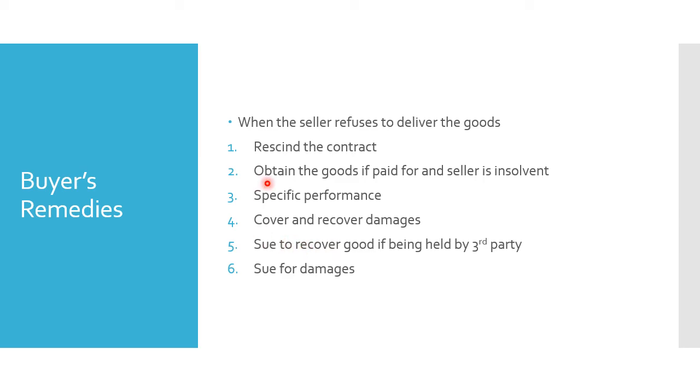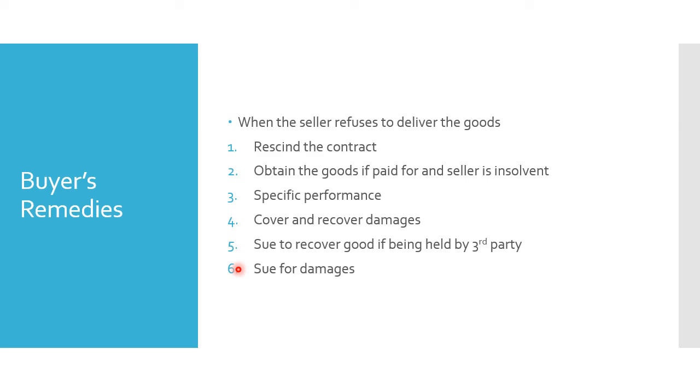And so I kind of overlapped. I think I used that description for number 2. So the difference between 2 and 5 is that in number 2, the goods are being held by the seller who's insolvent. In number 5, the goods are being held by a third party. And 6 is sue for damages, and these can be consequential damages or compensatory damages.